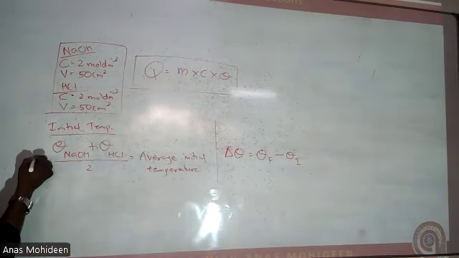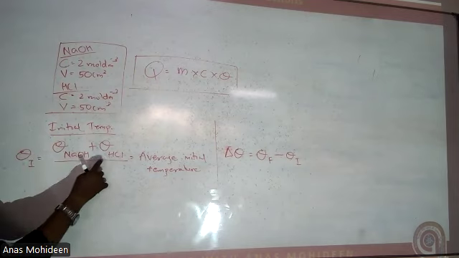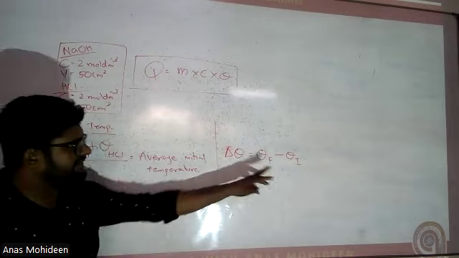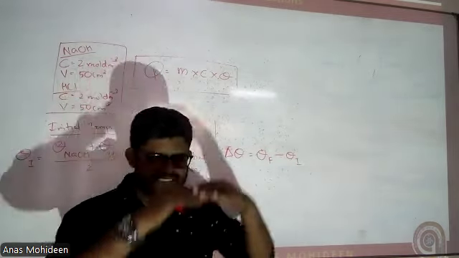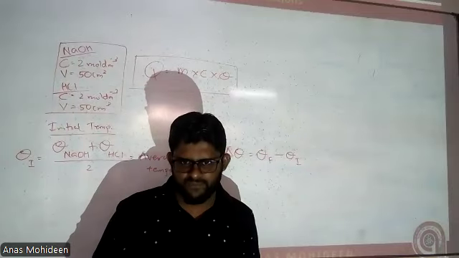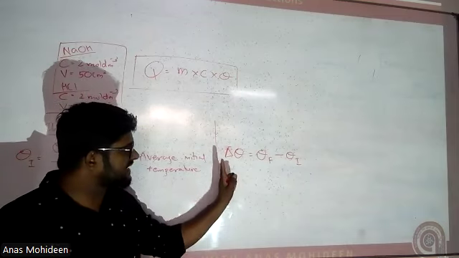Got it? So for the initial temperature, sodium hydroxide plus HCl, I am dividing by 2 to get the average. That average I am subtracting from the final. The final I have to record: after the reaction, the maximum temperature it reaches, I record from the thermometer. From that, I subtract this average value. So that is my delta theta.